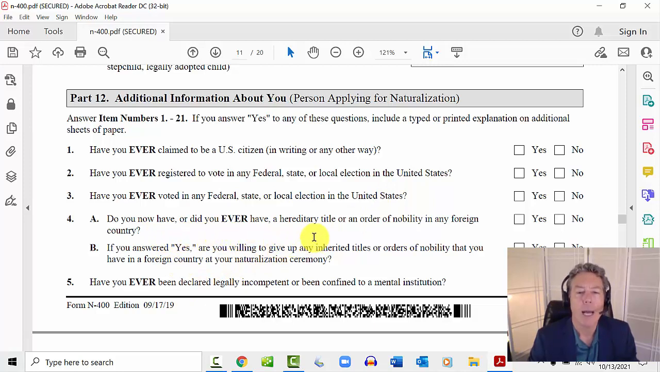Do you have or have you ever had a hereditary title or an order of nobility in any foreign country, like Sir Paul McCartney or whatever? If you've answered yes, you're willing to give that up. Paul, are you going to let it go? You know, Sir Elton John, whatever.